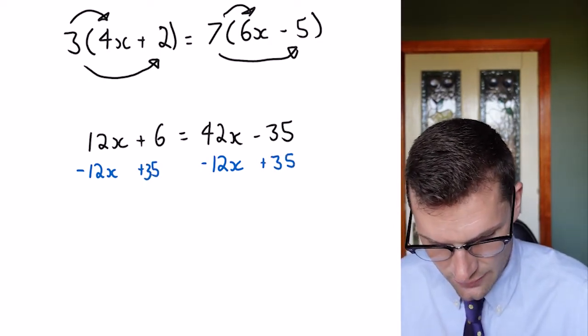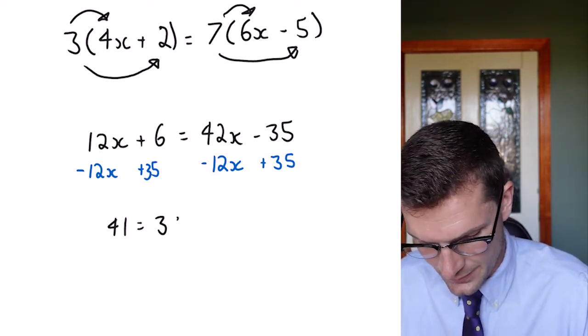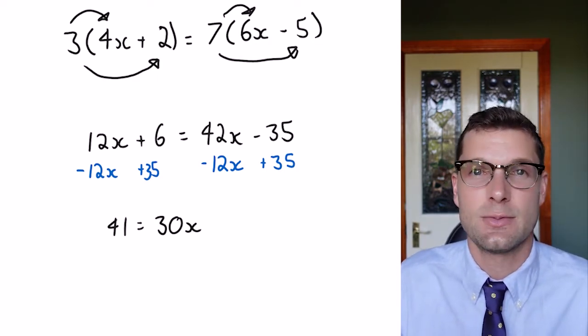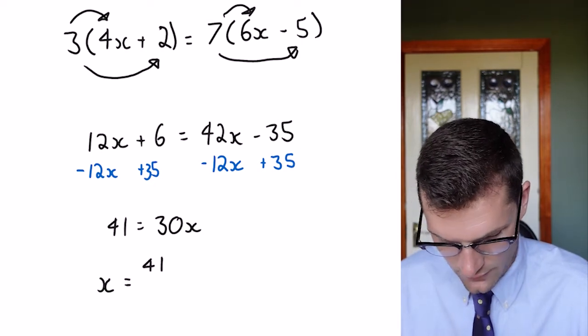So this is going to leave me with 41 is equal to 30x. To get rid of that 30x, I've got to divide both sides by 30, which leaves me with x is equal to 41 divided by 30.